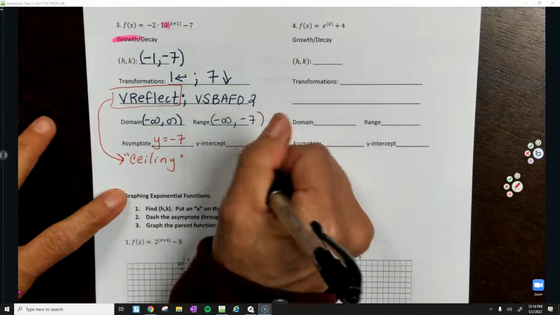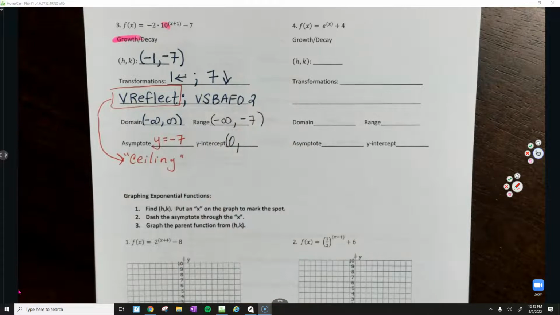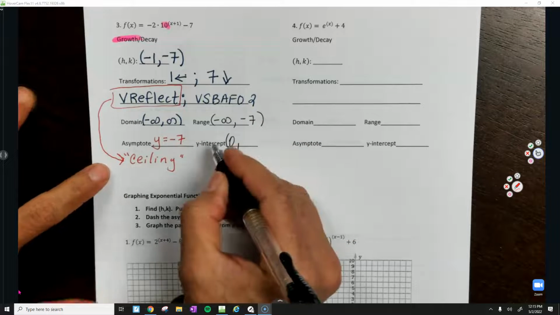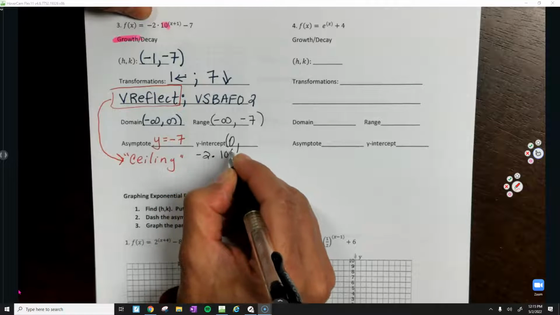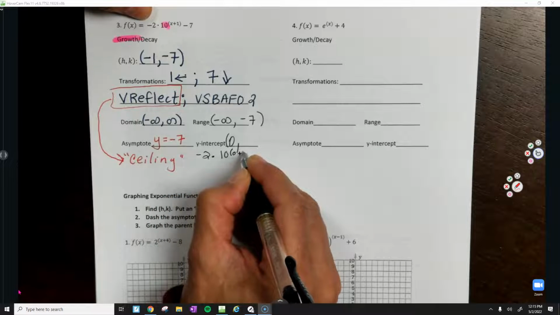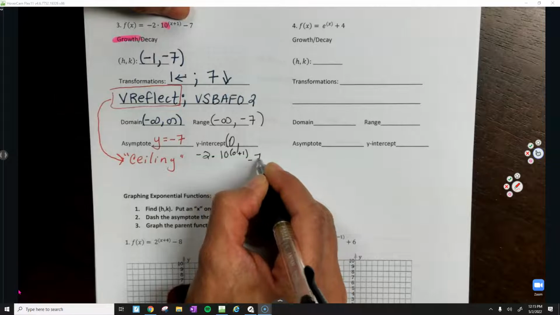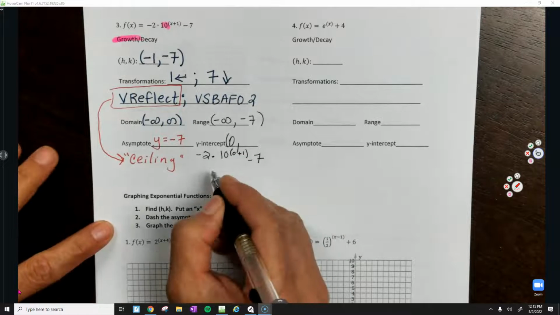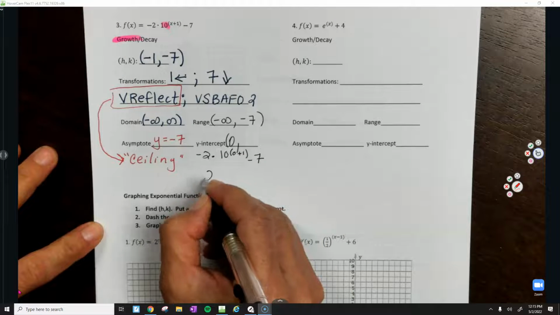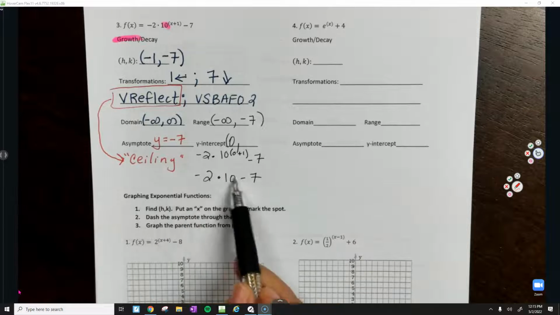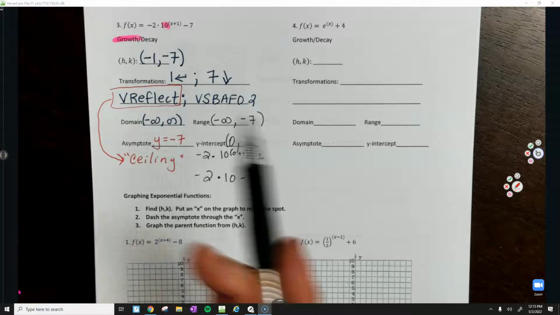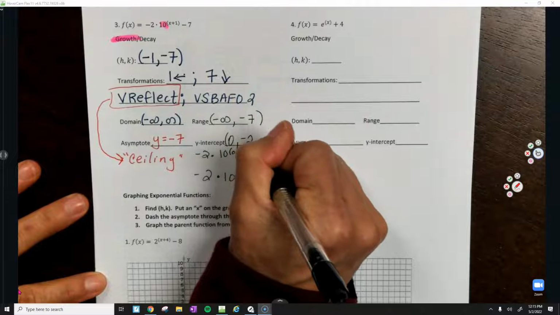To find the y-intercept, we plug in 0 for the letter x and solve. So the y-intercept is going to be -2 times 10 raised to the 0 plus 1. And then we have a -7 out at the end. 10 to the 0 plus 1, that's just going to be a 10, guys. And a -2 times a 10 minus 7 is going to be -27.